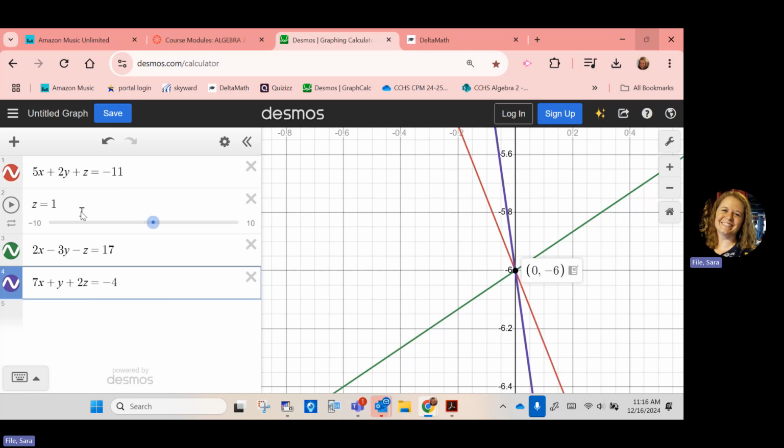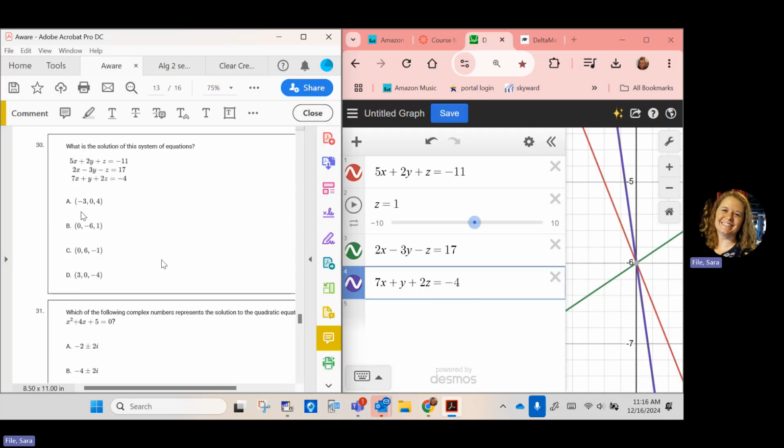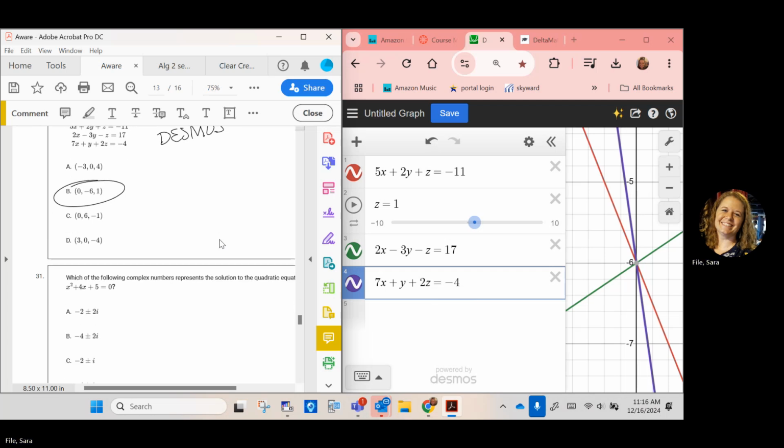So in your answer choices, sometimes they're looking for just the x, just the y, or just the z. You can see this is written as an ordered triple. So this is looking for all 3, and you make sure it's in x, y, z order. Okay, so that was at 0, -6, 1. So that should be answer choice B there. Okay, and this is all done in Desmos. We didn't have to write anything down for that.